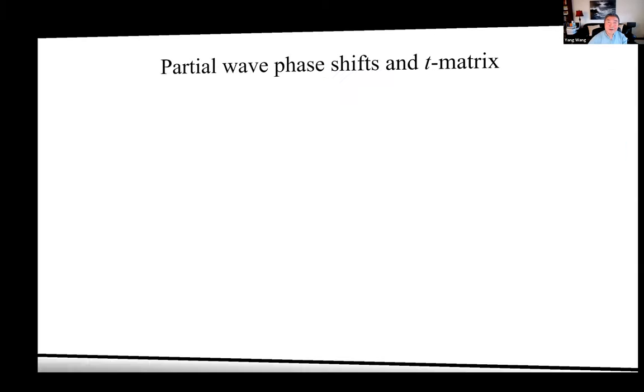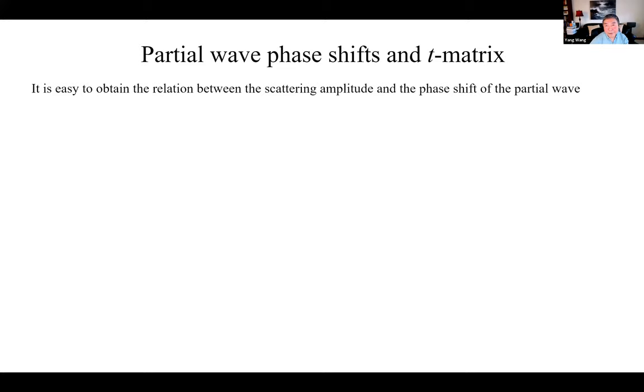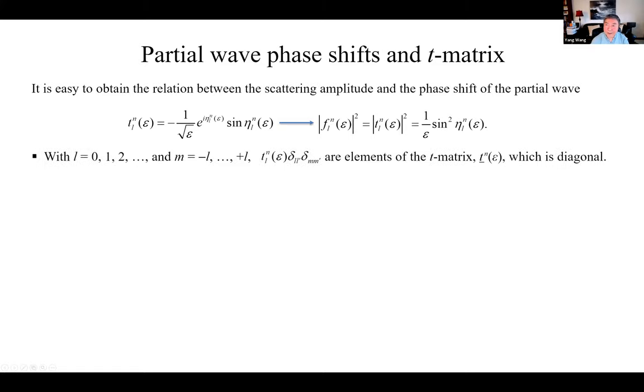All right. Now, partial wave phase shifts, that eta is the partial wave phase shift. So it's easy to obtain the scattering amplitude and the phase shift from this, okay? The T matrix, I just copied over from the previous slide. The amplitude squared is essentially just the T matrix amplitude, which is equal to this, okay? I think that's enough for the scattering amplitude. That's not really our concern. Now, we talk about the T matrix.